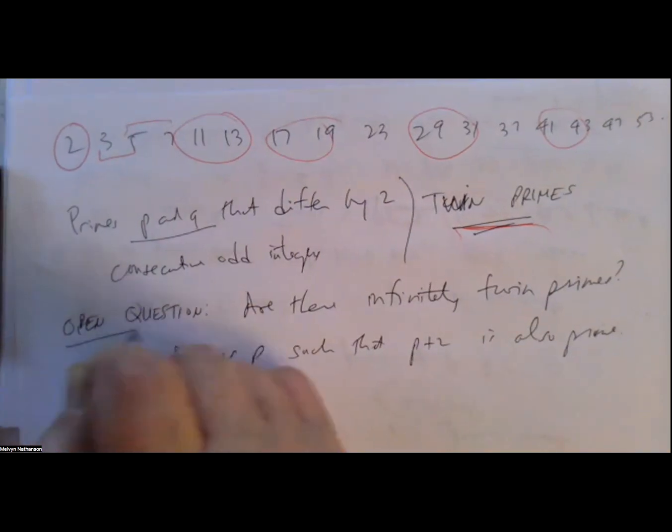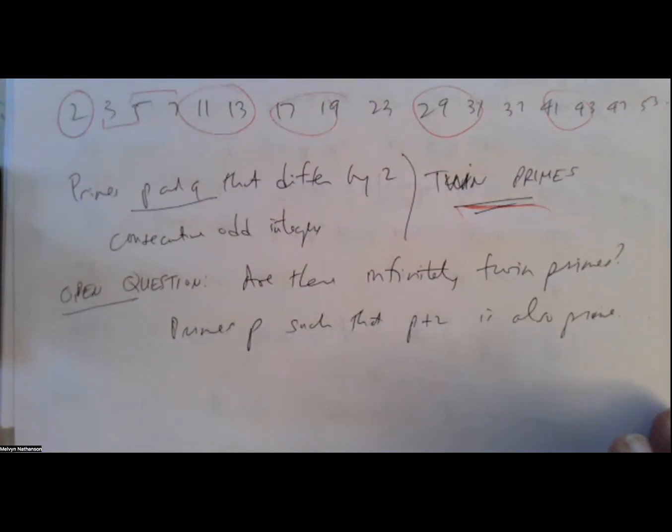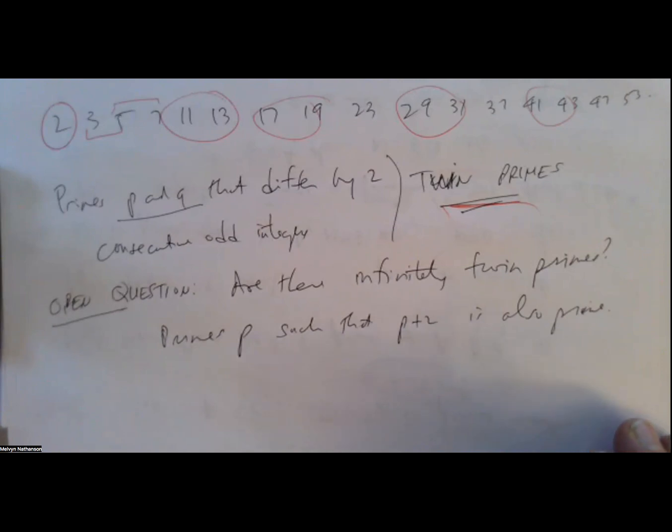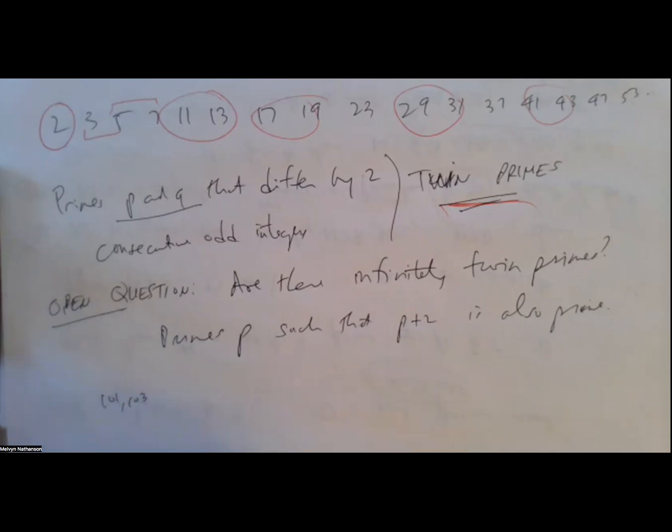It's an open question. This has been an unsolved problem in mathematics for 2,000 years. Are there infinitely many twin primes? I mean, there are a lot of them, like 101 and 103 are twin primes. Yeah. I mean, you can ask Maple to look for twin primes.